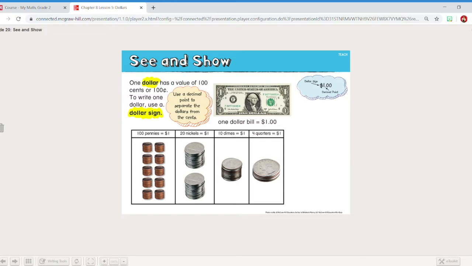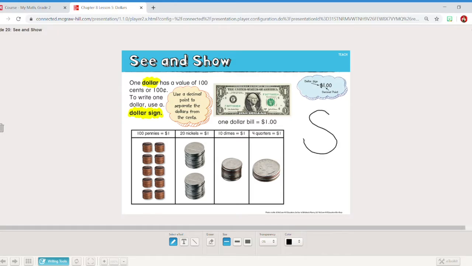And now we have the see and show so you can follow along. $1 has the value of 100 cents, or 100 cents with a symbol, which is a C with a line in it. To write $1, use a dollar sign. A dollar sign, it's actually really fun to draw, and it goes in front of the number. Cents goes behind, dollar goes in front. So when I draw a dollar sign, I'm going to make an S, and I'm going to put a line through it. Go ahead and practice on your own paper to see what it looks like.